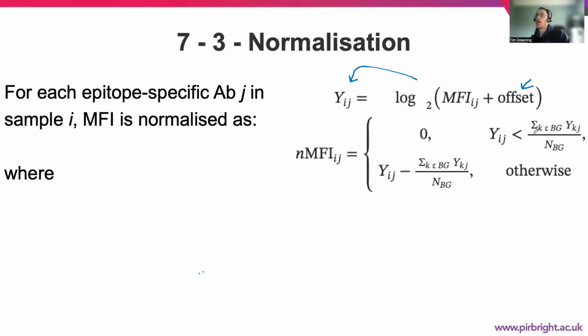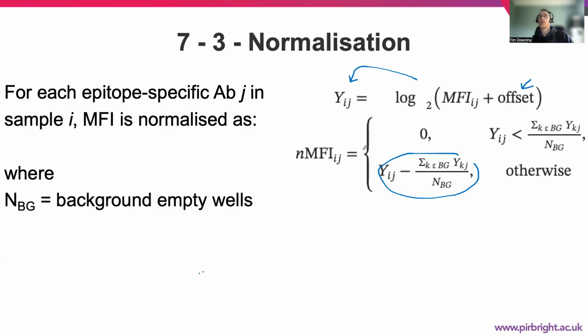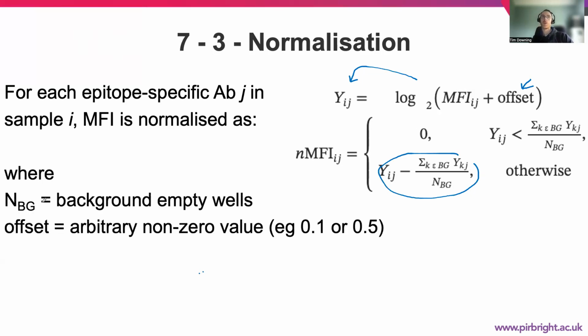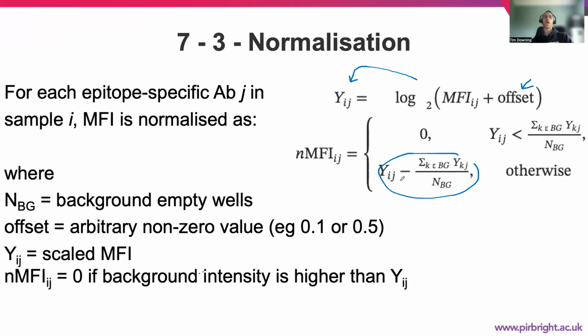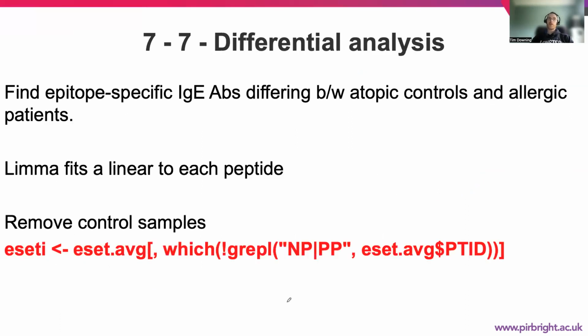And we're saying that if yi is above the background rate, so this is the difference between yi and the background rates, and BG is the background empty cells. And there we're summing across the values of yi for the samples to get that normalized value for the yij of interest. And we were able to get this NMFI value at the end, where that's set to 0 if the background intensity is higher. And that allows us then to take this normalized data and use limma to analyze that further.